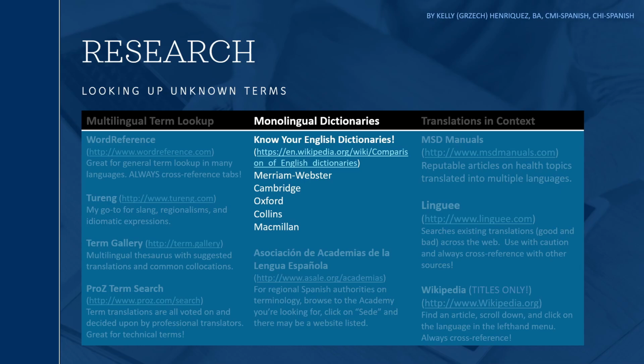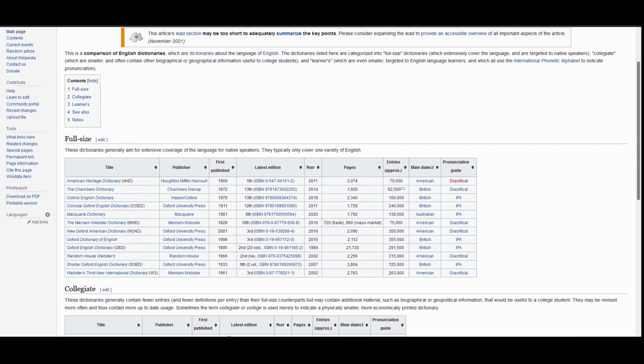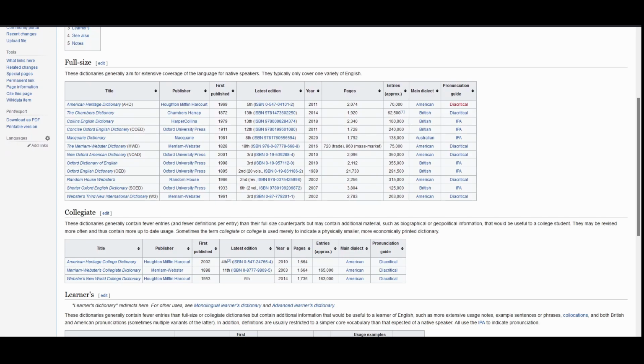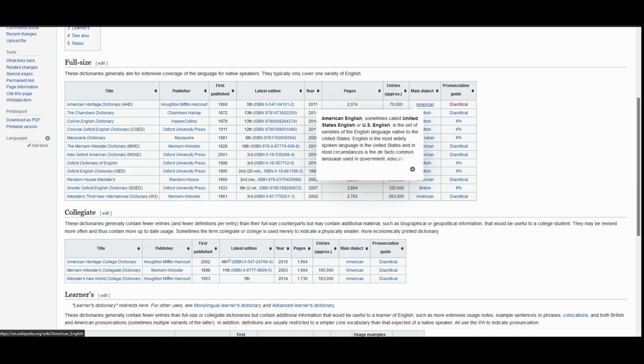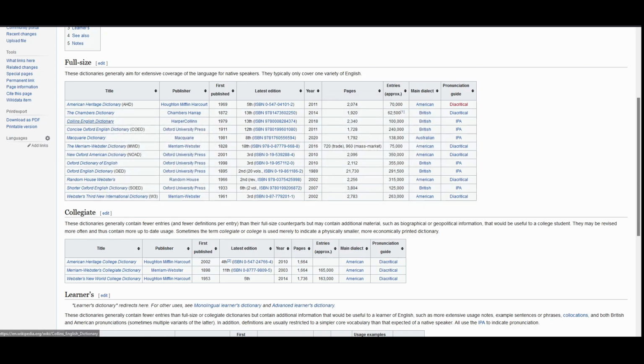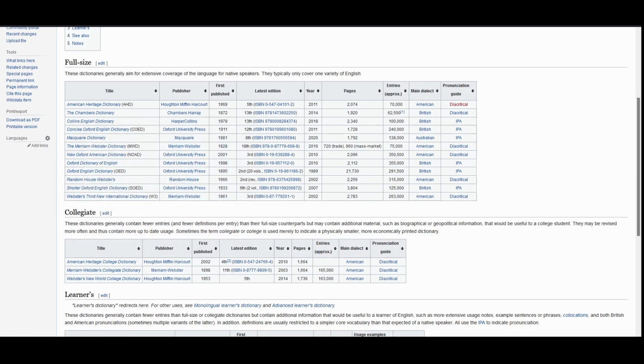So if you look up the word color in an American English dictionary, it's spelled C-O-L-O-R. If you look it up in an Australian or British English dictionary, it's going to be a little bit different. So I'm going to bring up this Wikipedia page on comparison of English dictionaries. So we can see here the American Heritage Dictionary. Okay, well, that makes sense. It's an American dictionary. The Chambers Dictionary, Collins, Oxford, those are all British.